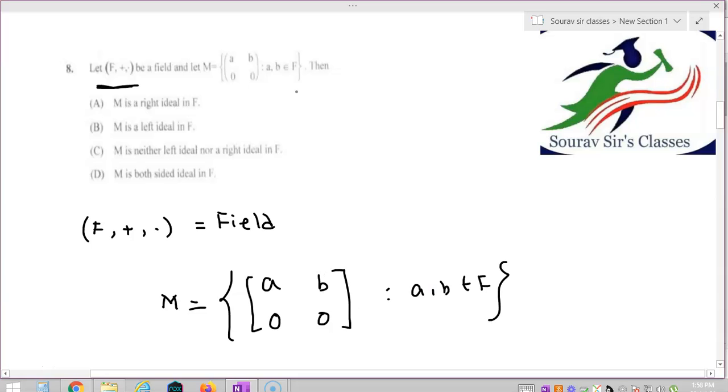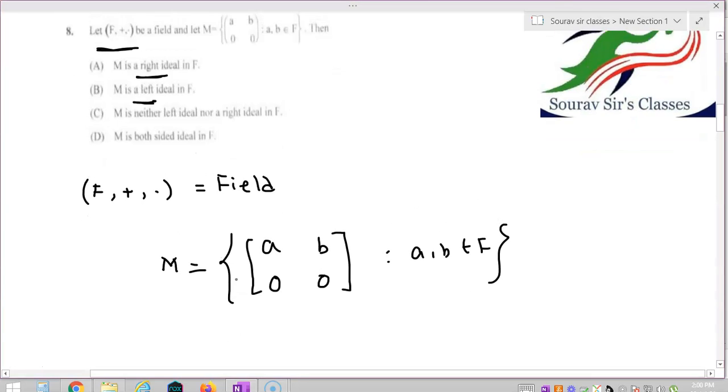Then they are saying that this M is a right ideal of F, this M is a left ideal of F, this M is neither a left ideal nor a right ideal, and this M is a both sided ideal of F. So we have to check which option is correct.